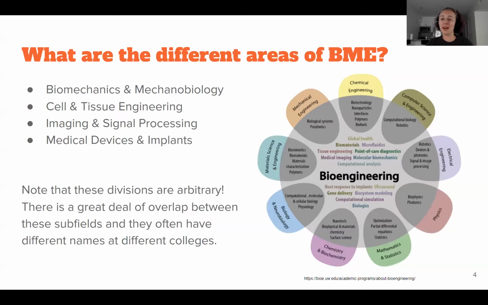This is just the way that my college broke it up. So this is the system that I'm used to. We had four different concentrations. We had biomechanics and mechanobiology. We had cell and tissue engineering. We had imaging and signal processing, and we had medical devices and implants. So that's the way we're going to split it up today, just to make it easy to wrap your brain around. But in real life, you'll find that it is not so cut and dry.